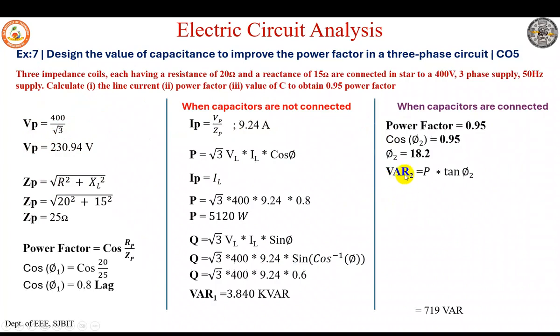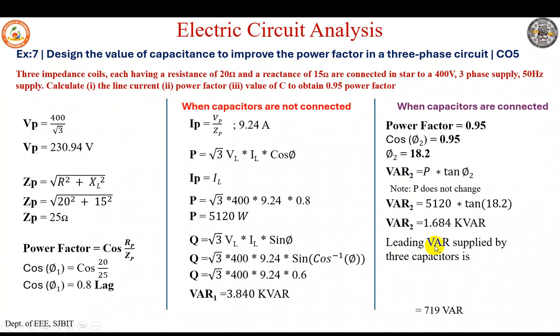So as we have seen, VAR2 is nothing but P into tan phi 2, where P does not change as we have shown in the vector diagrams earlier. So the value is 5120 into tan of 18.2. We get the new VAR as 1.684 kVAR. Okay, so the leading VAR supplied by three capacitances is VAR1 minus VAR2, which is 2156. This is the total VAR supplied. So for a three-phase circuit, we'll have three capacitances. The amalgamation of all three capacitances is 2156. So then what is the value of VAR supplied by each capacitance?